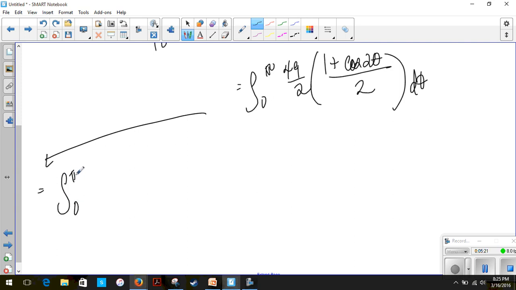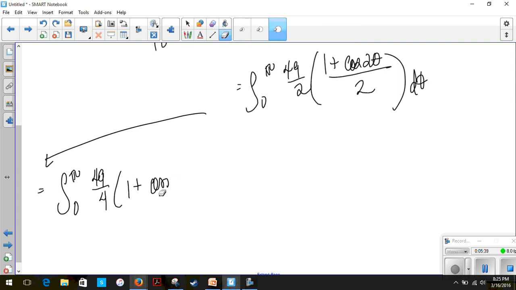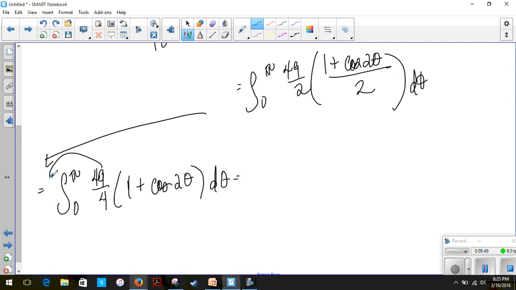So I got 49 over 4, right? Because if you multiply that out, I'll have the 1 plus cos 2 theta, d theta. And we can pull the constant out, but I'm going to do that all at once. So I would have 49 over 4 from 0 to pi, the 1, and then plus cos 2 theta. And so this is going to be my u.